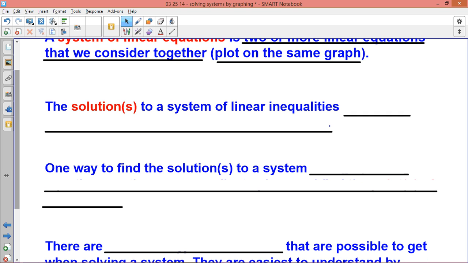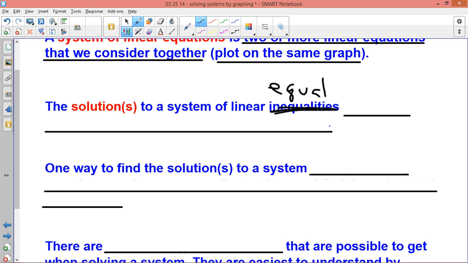The solution or solutions to a system of linear inequalities, I'm sorry, this is wrong. I made a slight mistake. This should be equations. We will be doing systems of linear inequalities, but we're not doing them yet. So this should say equations.